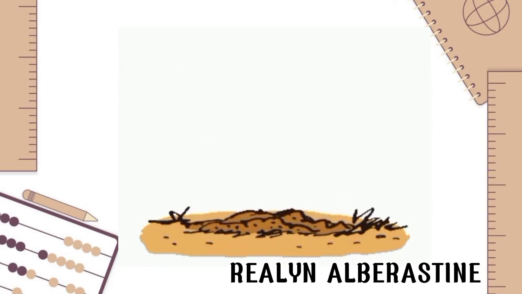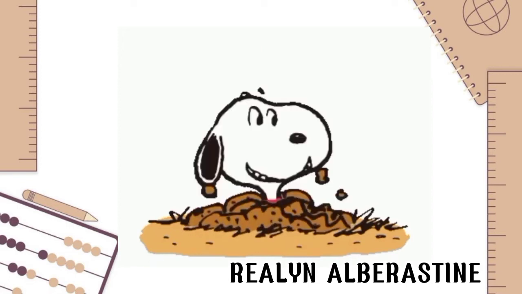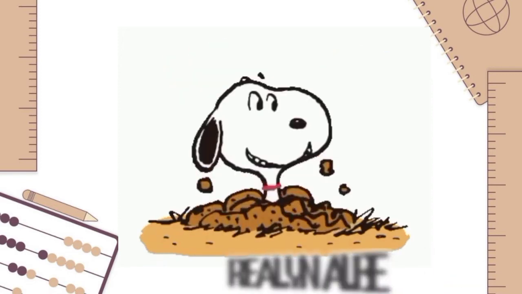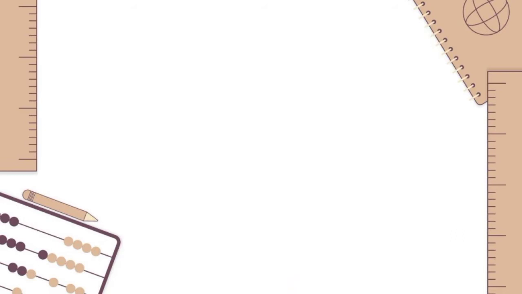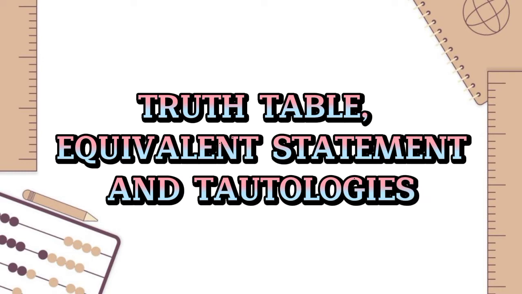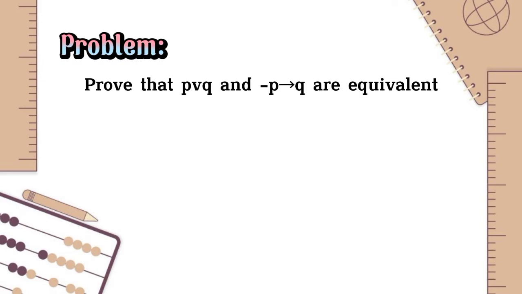So in this video presentation, I am going to discuss my chosen topic, and I will give you one problem for you to understand this topic. My chosen topic is all about truth table, equivalent statements, and tautologies. So my problem is: prove that P or Q and not P or Q are equivalent.